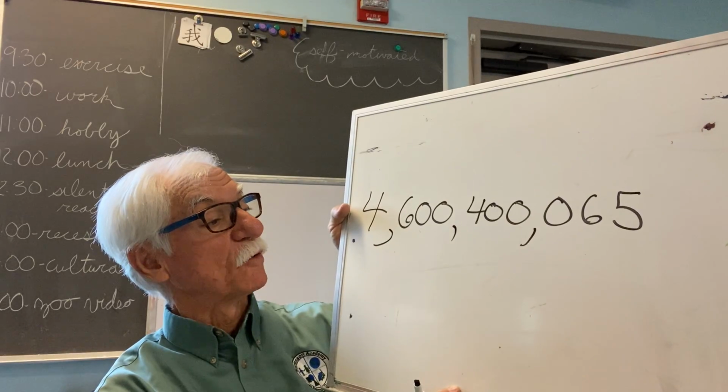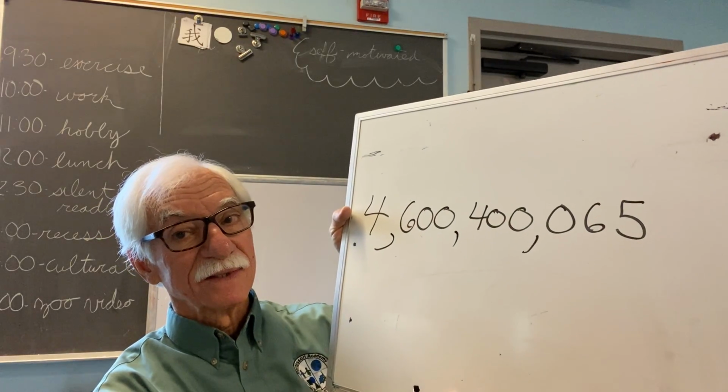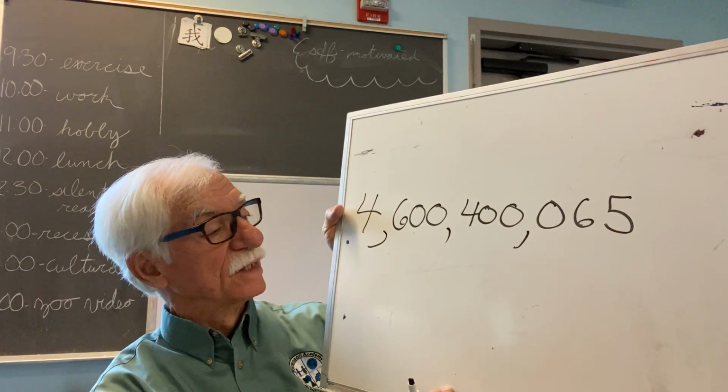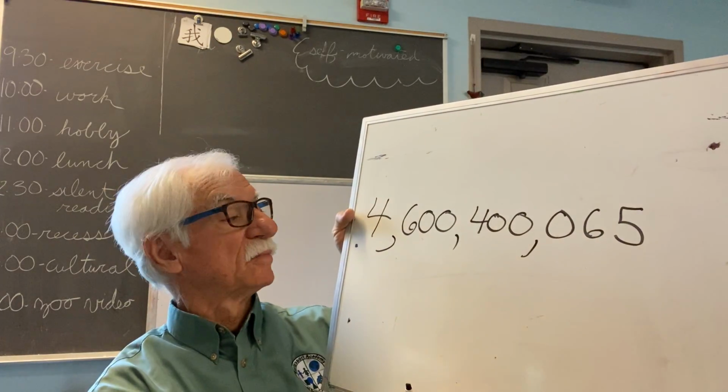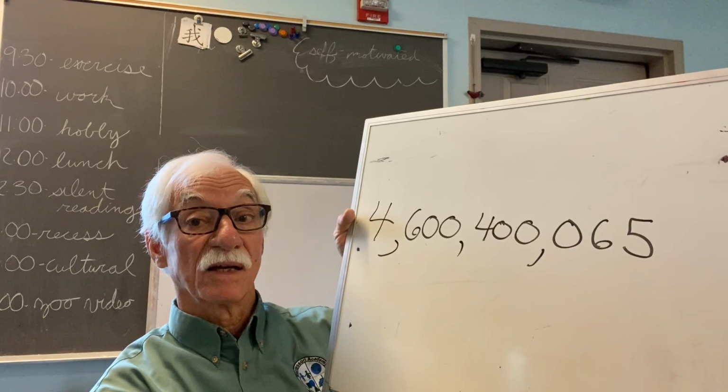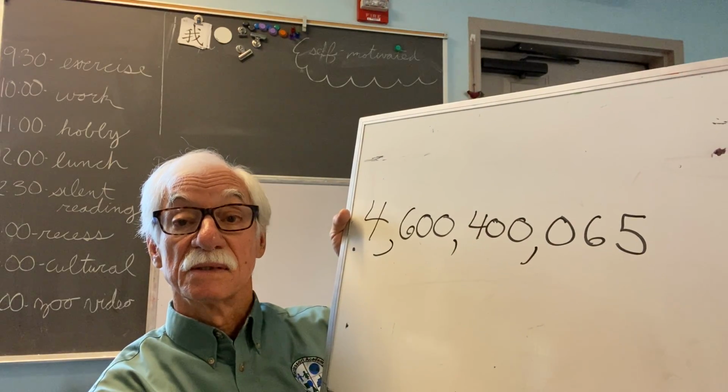4,600,400,065. Look at all those zero place value holders. You got to have them, or this number is not going to be in the billions.